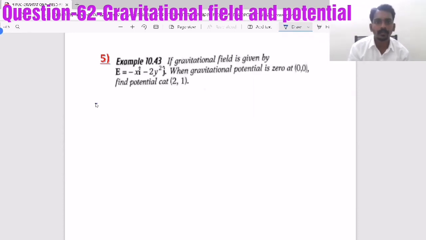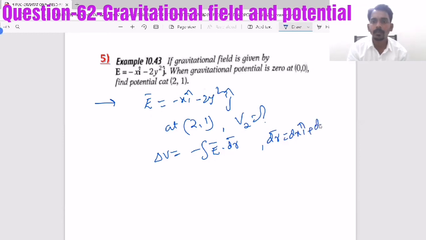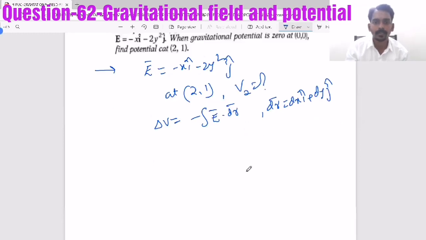Now one more question. One last and final question. The gravitational field is given by minus x i cap minus 2y square j cap, where the gravitational potential is 0 at (0, 0). Find the potential at (2, 1). Now delta V equals minus integration E bar dot dr bar, where dr bar we will take as dx i cap plus dy j cap. Now delta V means final minus initial.